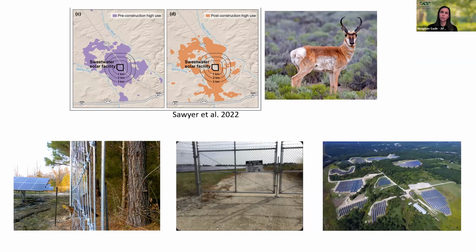Another thing that is being encouraged a lot is, instead of having one big block of solar, to break it up into smaller blocks and maintain some habitat within those blocks so that we can maintain some sort of connectivity within the landscape.